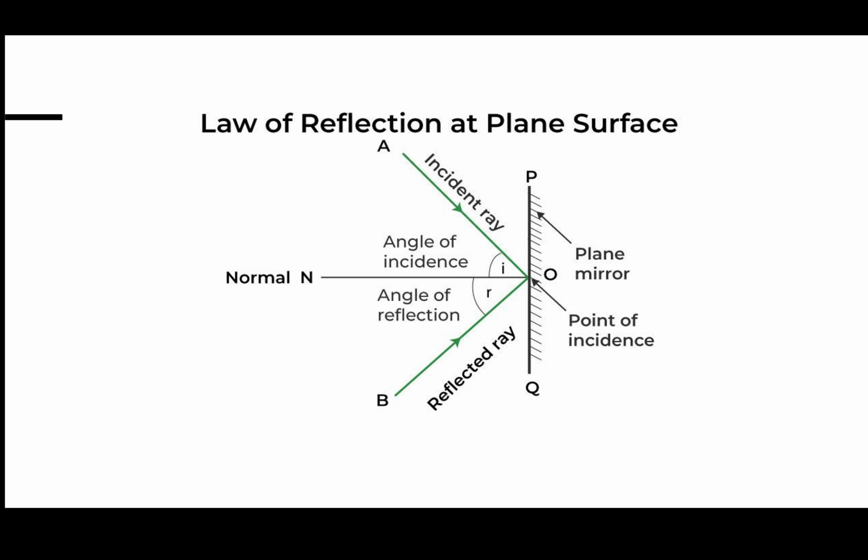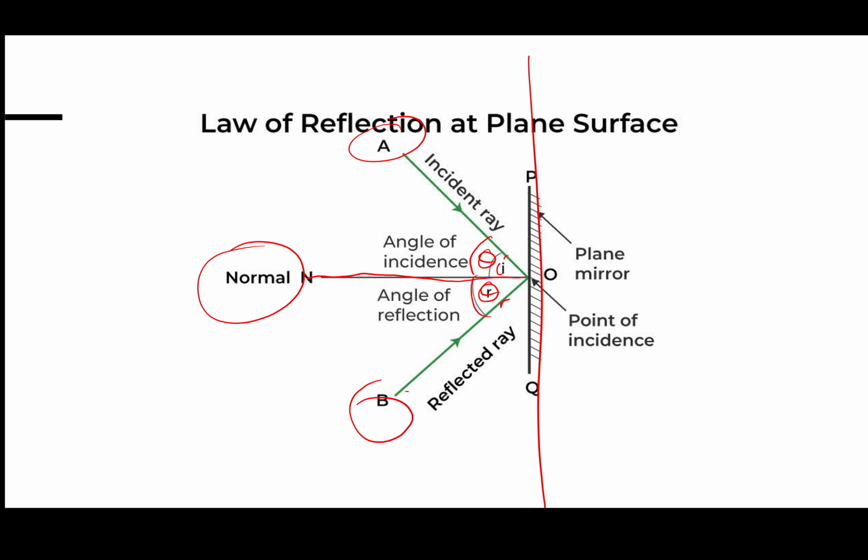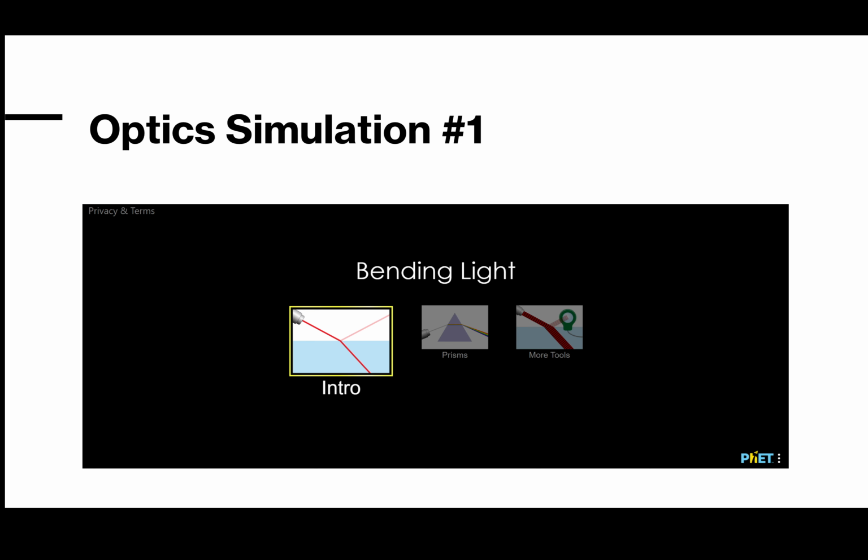So let's observe the first law. This is the normal line. The incoming ray will bounce off. Sorry, this is the incidence ray. The green rays will bounce off of each other. Note that the angle of incidence theta I is equal to the angle of reflection theta R. And notice that the rays A, the normal, and B are all in the same plane. That is the second law.